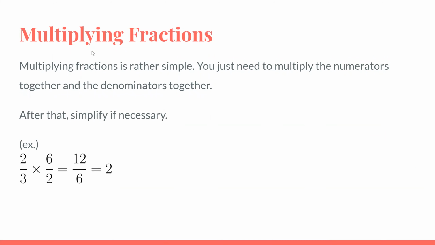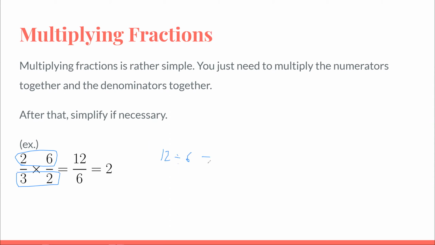Lastly, we still have division after this. So multiplying fractions is rather simple. You just need to multiply the numerators together and the denominators together. After that, simplify if necessary. So in this case, the denominators do change. So you would do 2 times 6, and then you would do 3 times 2, which equals 12 upon 6. And then 12 divided by 6 is the same as saying 2, because 6 times 2 equals 12. So that checks. That works.